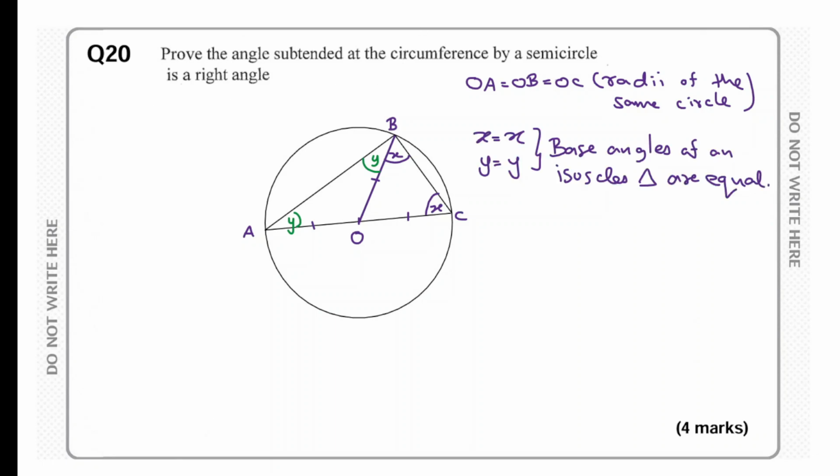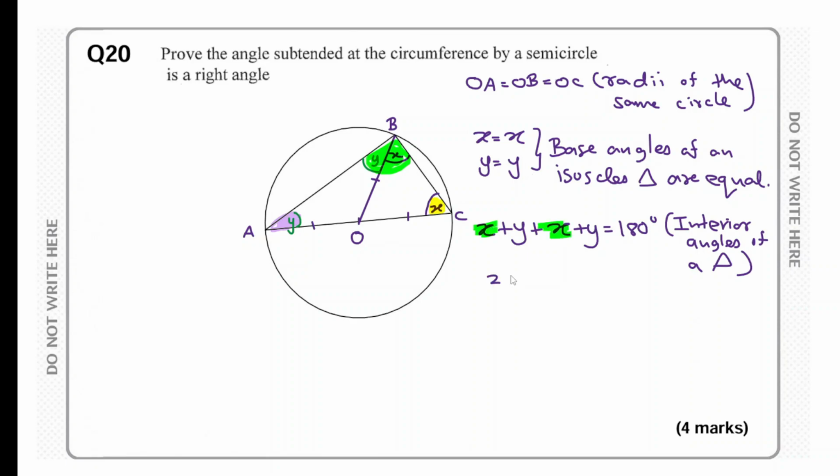Now you can see that this angle here x, this angle here y, and this angle at the top, which is x plus y, they all add up to 180 degrees. Reason, these are the interior angles of a triangle. Now we can simplify this further. So you can see this x here and x here can combine to become 2x, and y plus y is 2y, equal to 180 degrees.